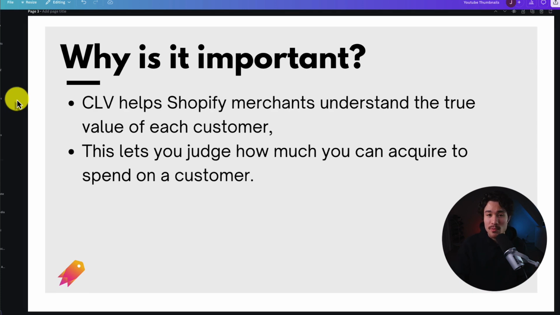If your customer maybe spends $200 with you over their lifetime, that's going to be way more beneficial than if they only spend $50, as acquiring new customers can be expensive. So the more you can get them to purchase from you, the cheaper your acquisition costs are going to be.